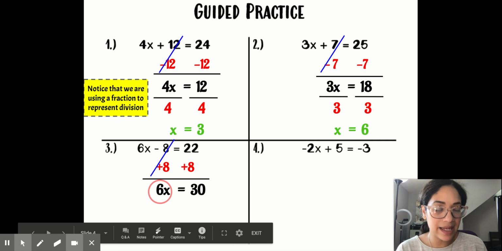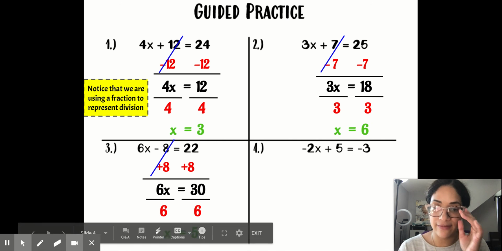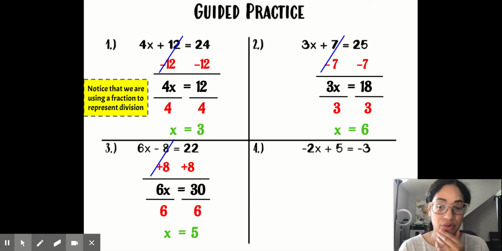I have my variable term here. And I have to isolate the x, right? That's my last step. I have to eliminate this coefficient. So I'm going to go ahead and divide both sides by 6 because that's my coefficient. 6 divided by 6 is 1. And 30 divided by 6 is 5. So that's my answer there. X equals 5. Let's go ahead and do the last one.